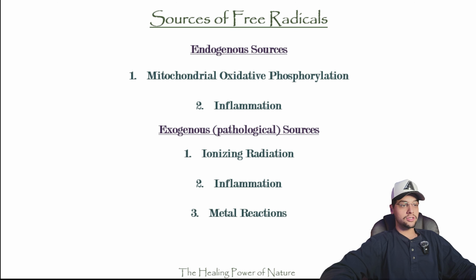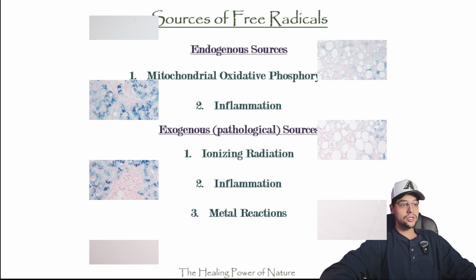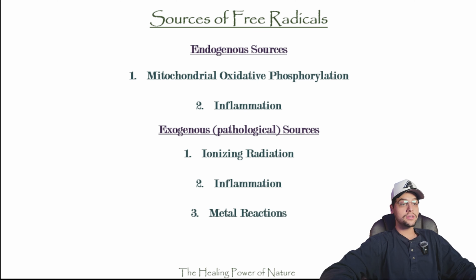Additionally, metal reactions. Free iron, Fe2+, or copper, Cu2+, catalyzes the Fenton reaction. Examples of this are hemochromatosis, where excess iron deposition in tissues, like the liver or the heart, catalyzes radical formation, leading to fibrosis and organ damage. Also, Wilson's disease: copper accumulation causes oxidative stress and cell injury. Remember, iron and copper feed radicals.